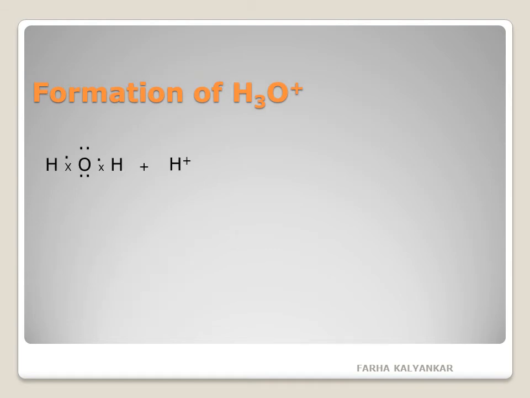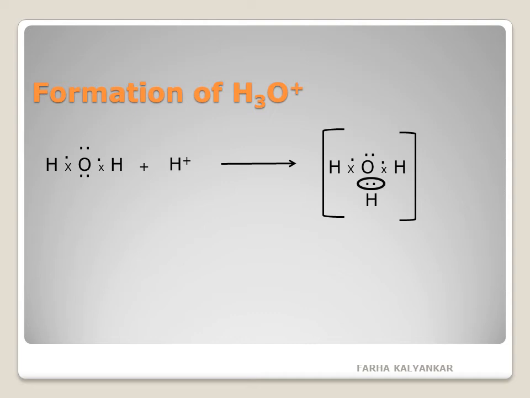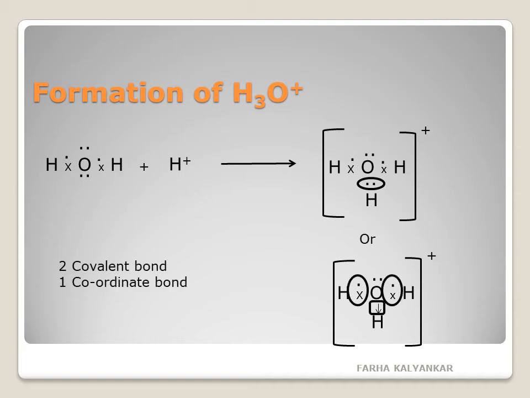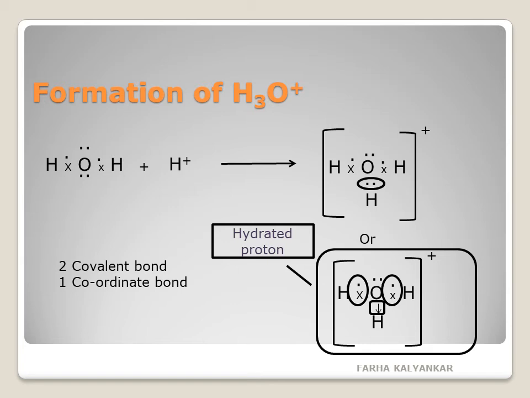When hydrogen ion combines with water molecule, it forms hydronium ion, as oxygen shares one of its lone pair of electron with hydrogen ion by forming coordinate bond. Thereby the entire ion gets a positive charge. This hydronium ion can also be represented as this, where the arrow stands for coordinate bond formation. Overall, hydronium ion consists of 2 covalent bonds and 1 coordinate bond. This hydronium ion is also called as hydrated proton.